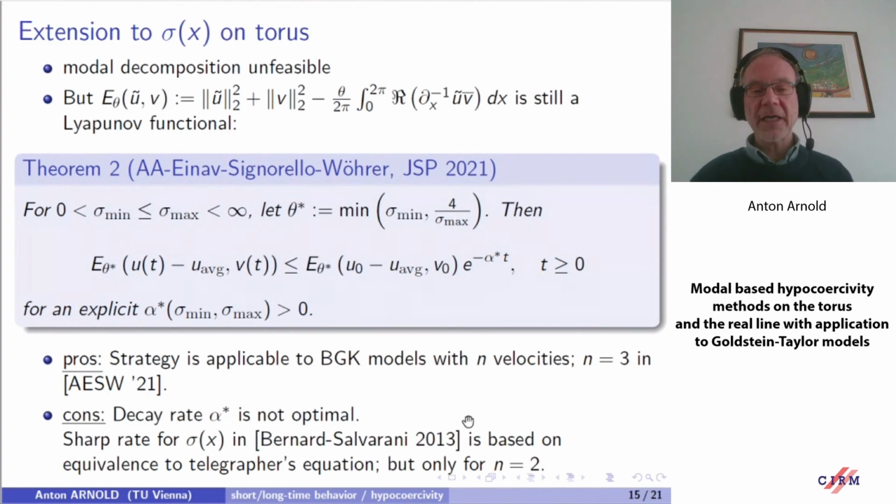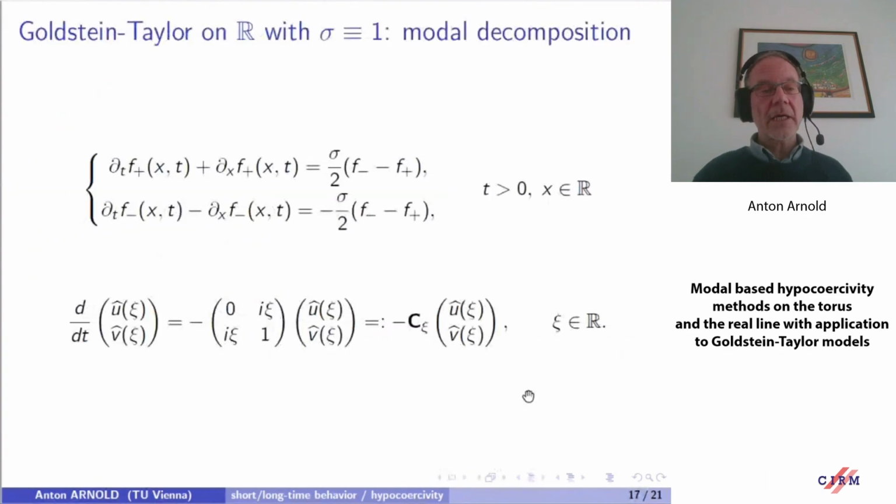So a brief review of the literature. For 2 velocities, the sharp decay rate for the case where sigma is x-dependent is included in, or is the essential message of, this paper by Bernard and Salvarani. But since this paper is based on the equivalence to the telegrapher's equation, there's no chance to extend their strategy beyond 2 velocities. So now let me briefly, towards the end of my talk, give you a hint how to extend the whole story from the torus to the real line.